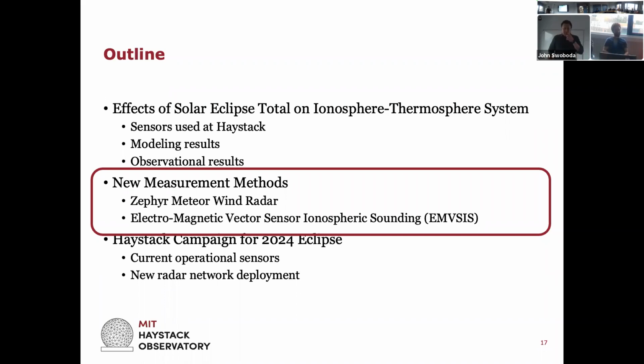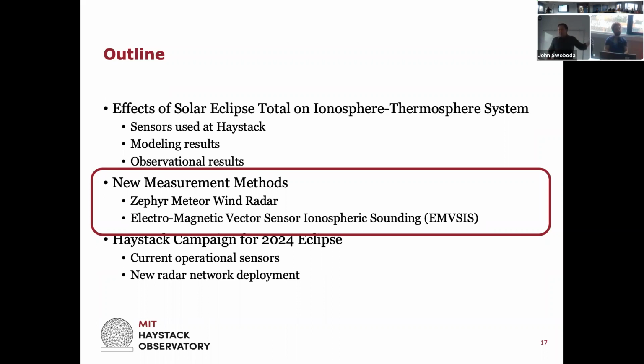But the aspect I want to point out here is what they measure. We're going to be getting a larger scale set of altitude resolved electron density measurements. Now on top of that, what Zephyr is going to add is altitude resolved measurements of the thermospheric winds between about 80 kilometers and 120 kilometers.